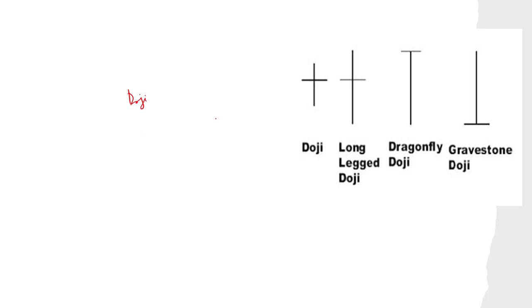This candle is called the Doji candle. It has four types of formation. The first one is called the Doji, or sometimes the Doji plus, or the plus sign, whatever you want to call it.